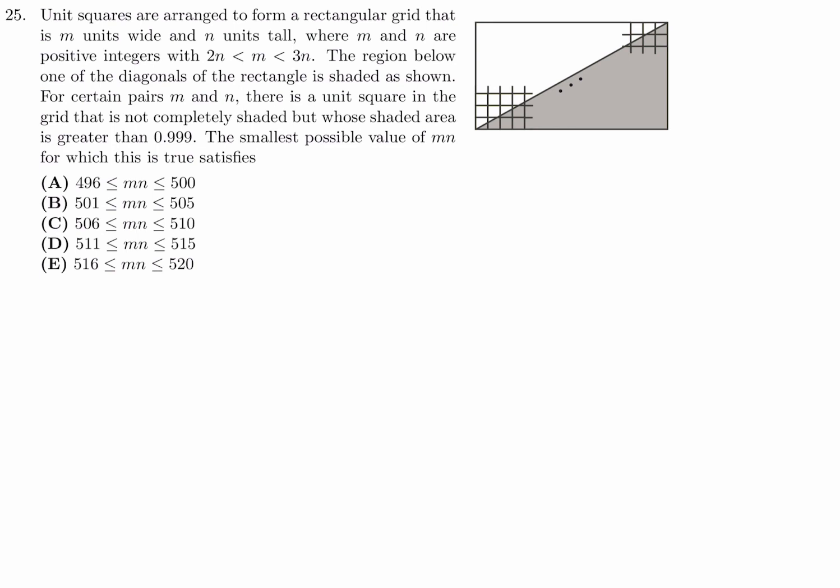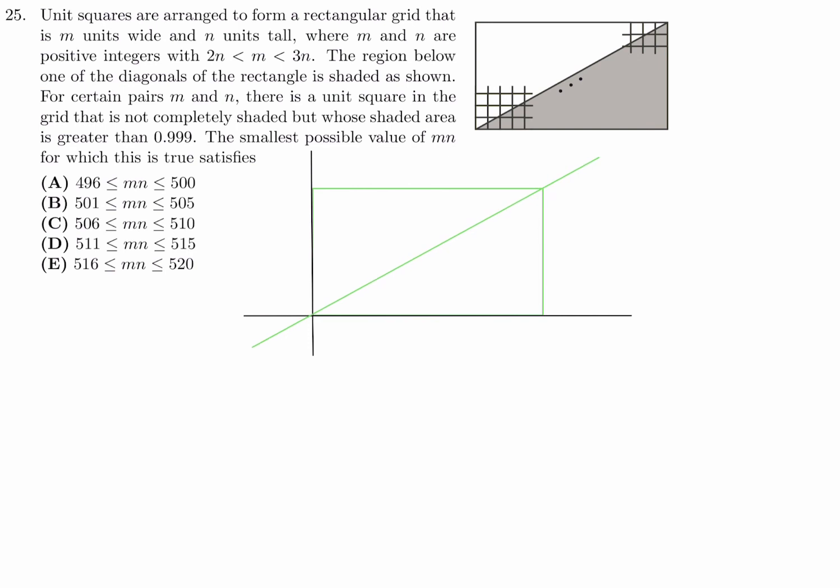So what we will do is we'll put this on a coordinate grid and make it a little bit clearer for us, hopefully. So this is our coordinate grid. And then we've got this rectangular shape. And we are going to draw a diagonal. So let's draw that diagonal. And that diagonal has the equation y is equal to some slope times x. And because it passes through the origin, that's basically the form it will have.